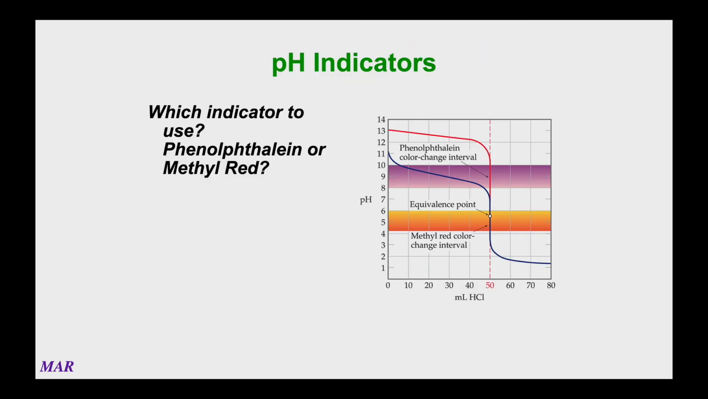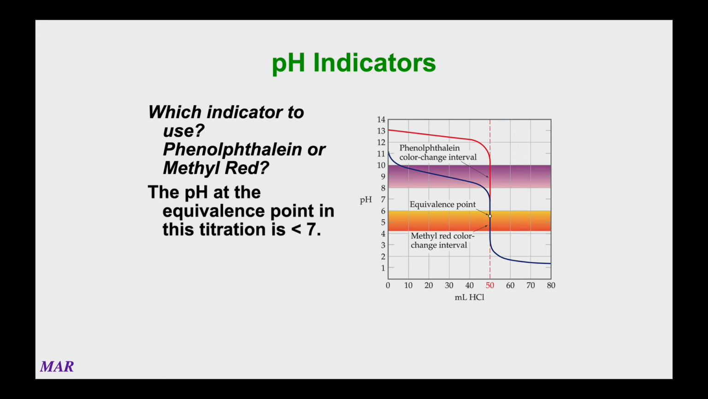Here's a question. Which indicator do you want to use? Phenolphthalein, which is what the first one is, or methyl red? And we're looking at the graph here. And ideally, you want the color change to occur at the equivalence point. Equivalence point is kind of the big part for chemists, as you can probably see. So in this problem, you want the equivalence point to correspond to the color change. And the pH at this equivalence point is certainly less than 7.